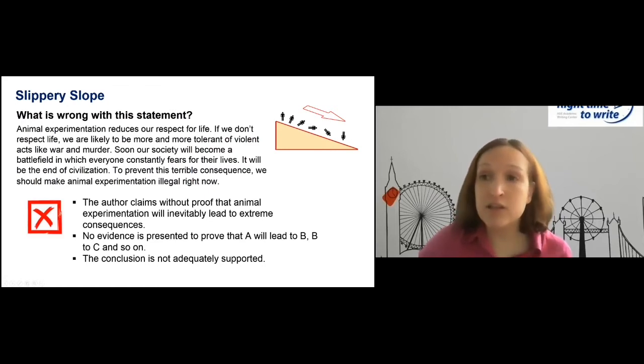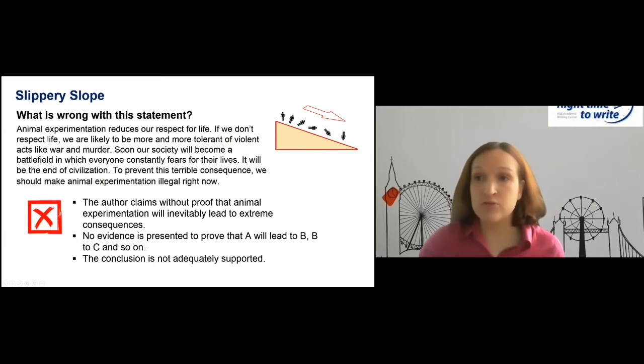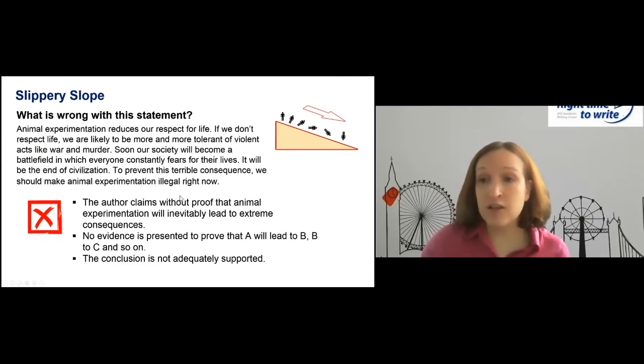If you remember, the example of a good argument that we read at the beginning of our workshop was also about animal experimentation and animal testing. So you can compare that sound, valid argument with this one, and you can see the difference. The author of this argument presents this as an inevitable course of action, which is definitely not true because we live in a world where there is animal testing, and this terrible end of civilization hasn't happened yet.